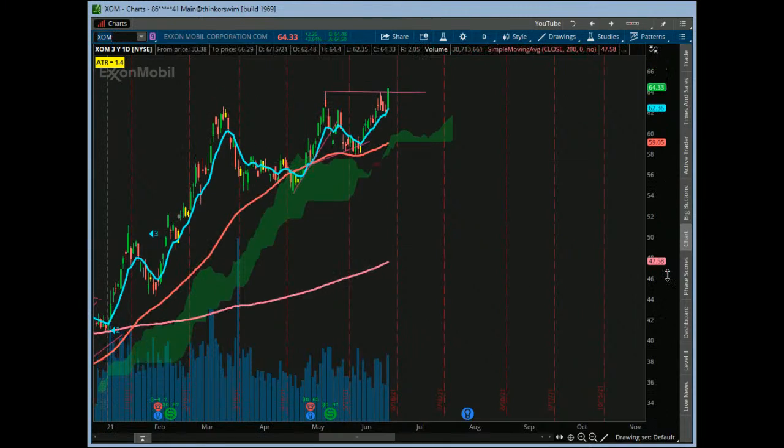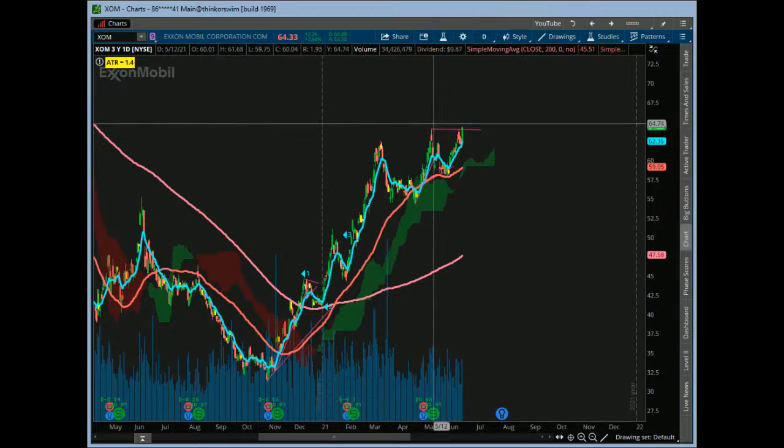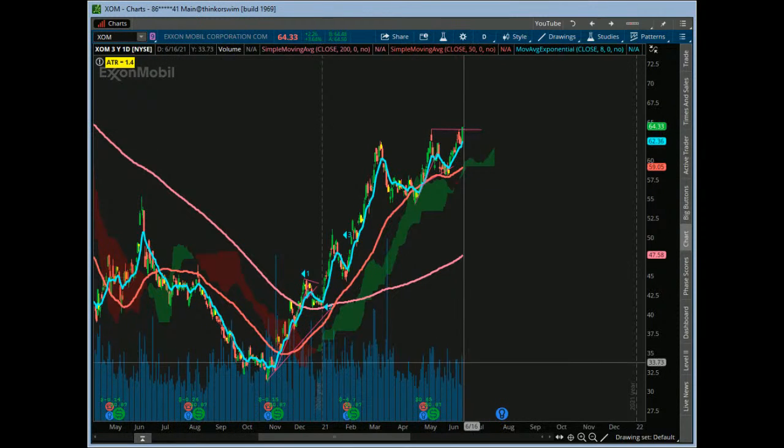But this is a kind of different example from Facebook. Now we're not at all-time highs, but we're definitely poking our head above this level right here with increased volume. So keep an eye on that. See if XOM's ready to make a move.